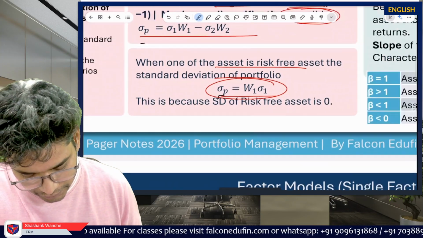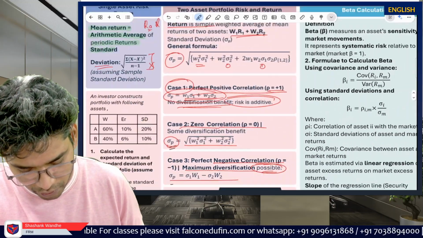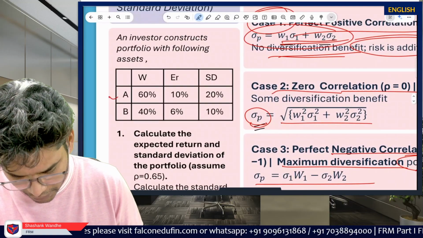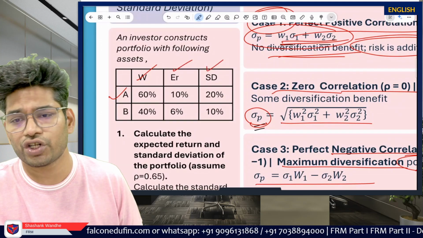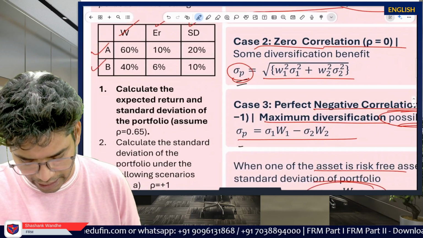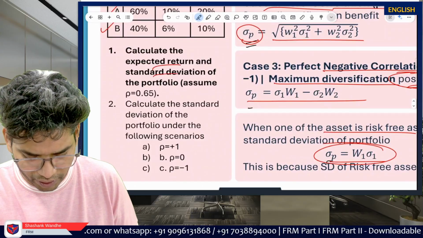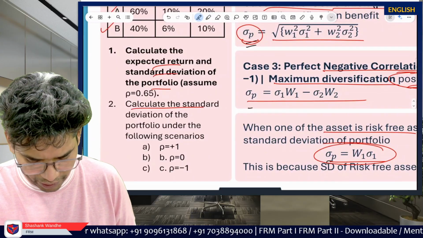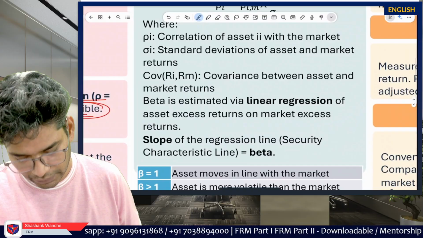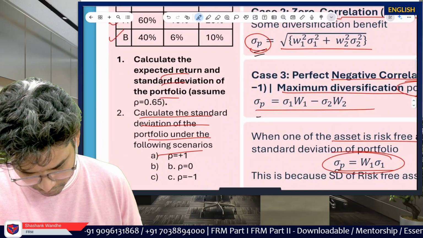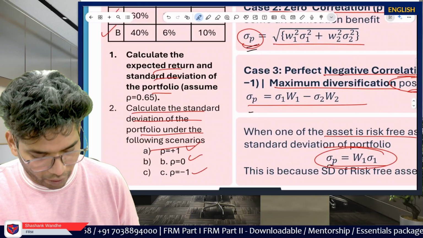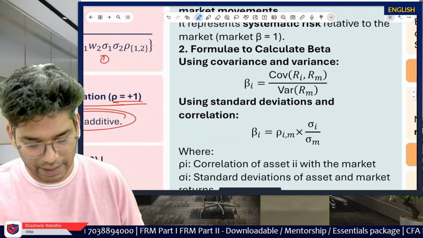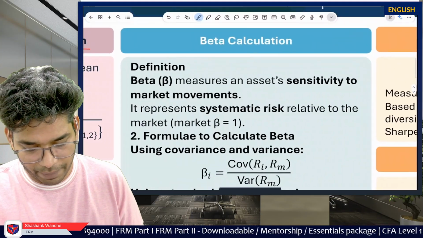So you have to remember these formulas. You should be able to simply plug in the values. Here you also have the illustration. Weightage, expected return, and the standard deviation are given for the two assets, and based on this you can calculate the expected return and the standard deviation. That's it, very simple. And you have to calculate the standard deviation under the following scenarios so that you are able to reconcile what we discussed here. Next concept is related to the beta.